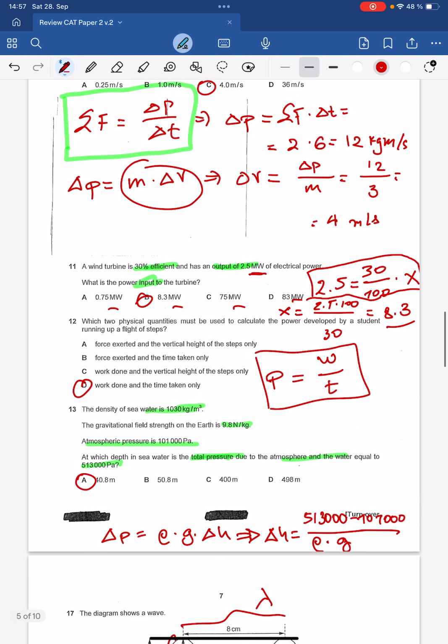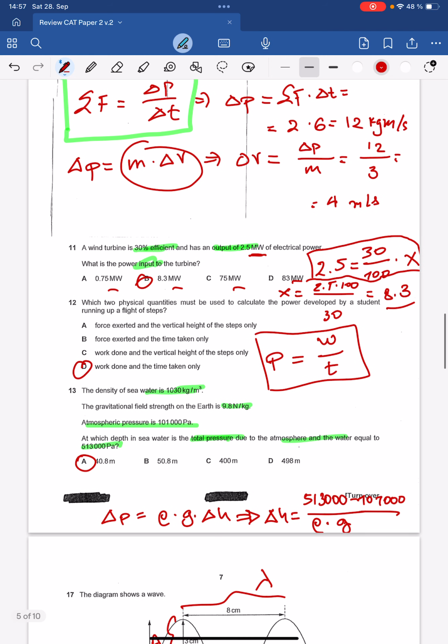The next one was a bit challenging. The next one is another example that needs a bit more calculation. The density of seawater is 1030 kilograms per cubic meter. Gravitational field strength is 9.8. Atmospheric pressure is 101,000 pascals. At which depth in the seawater is the total pressure due to the atmosphere and the water equal to this value? Everything starts with the formula for hydrostatic pressure, which many of us had forgotten.